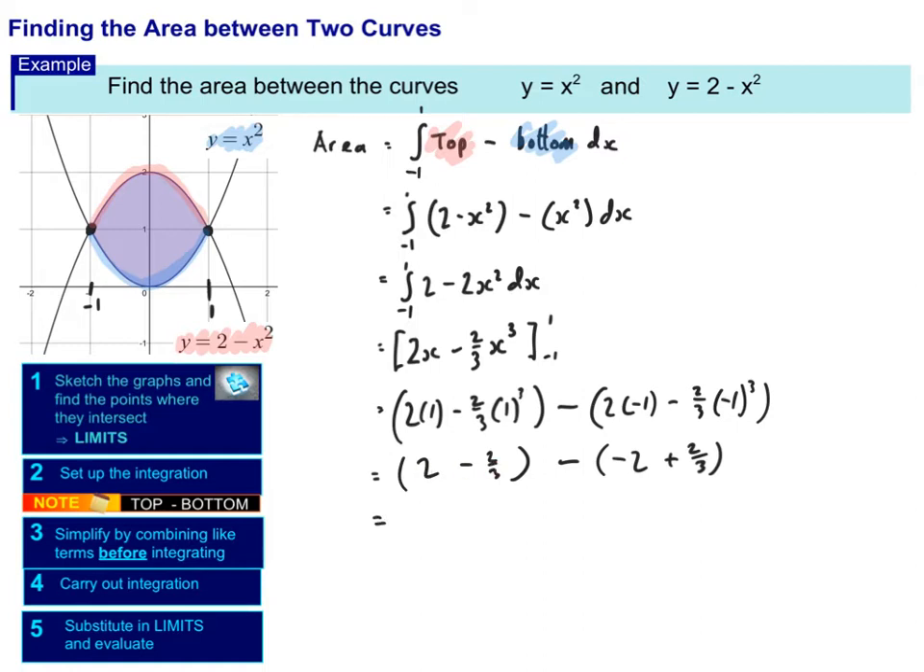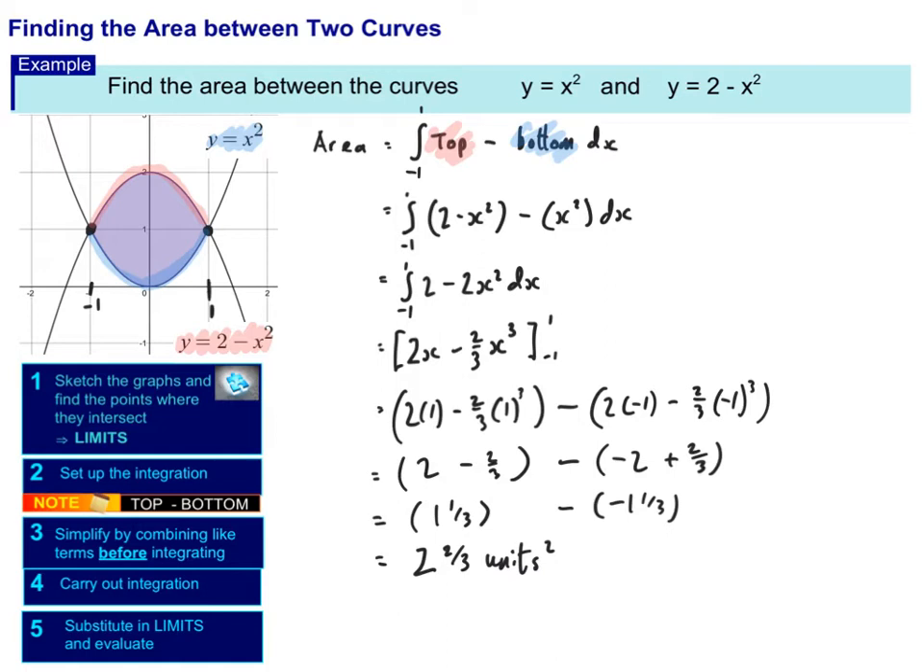equals 2 take away 2/3, that's going to be 1 1/3, minus negative 2 add 2/3, that is going to be negative 1 1/3. 1 1/3 minus negative 1 1/3, well, that's going to be the same as 1 1/3 plus positive 1 1/3. So that will give me 2 2/3 square units.